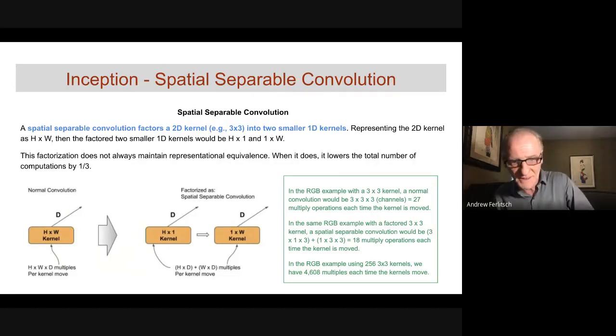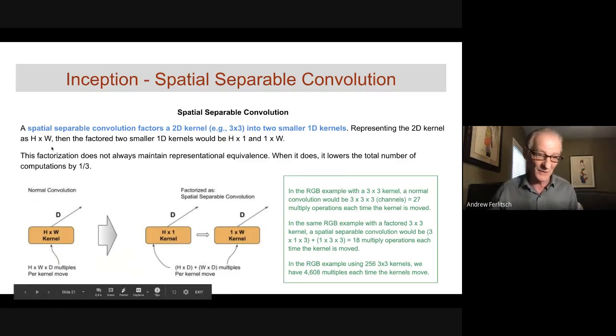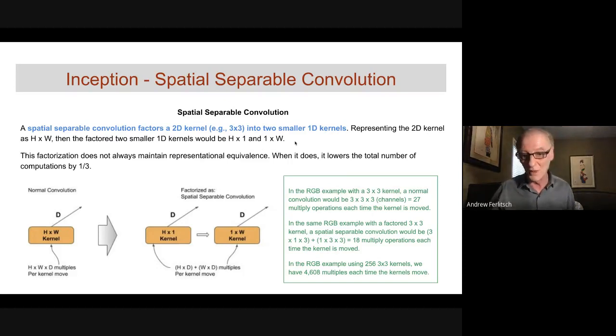Now, in a spatial separable convolution, the idea is to break a convolution, or what they call a 2D convolution, like a 3x3, into 2 smaller 1D convolutions. So we can take a convolution as a height by width, and then factor it into a height by 1 and 1 by width. When we do this, it lowers the total number of computations by 1/3.